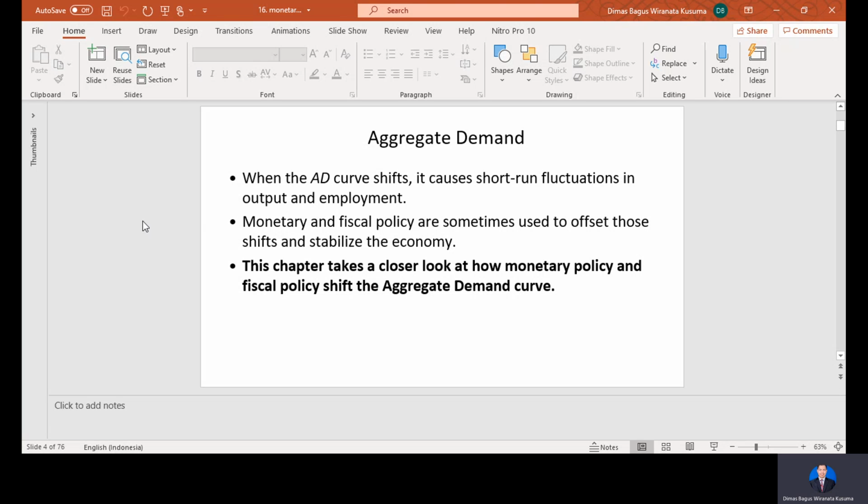When the aggregate demand curve shifts, it causes fluctuations in output and employment. For sure, if the AD shifts to the right, it will impact output and employment. Monetary and fiscal policies are sometimes used to offset those shifts and stabilize the economy. So these two policies, fiscal and monetary, try to make sure the equilibrium is maintained. These chapters take a closer look at how monetary policy and fiscal policy shift the aggregate demand curve.